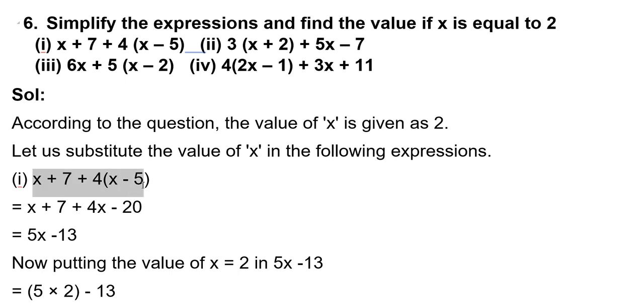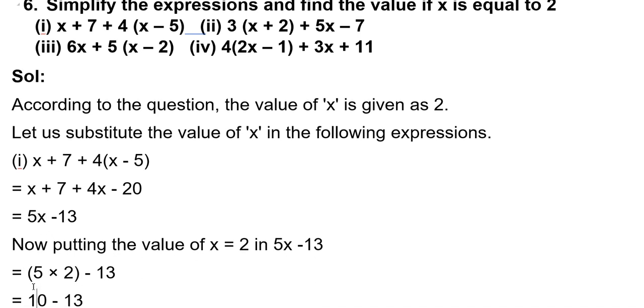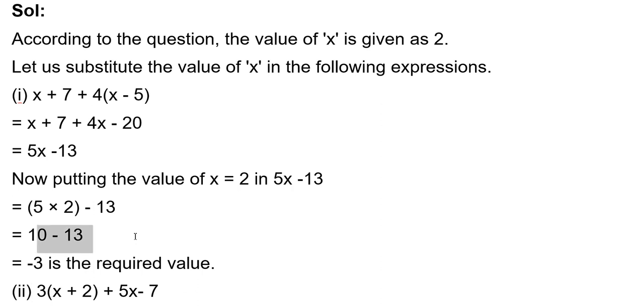First simplify this expression: x plus 7 plus 4 into x minus 5, that is equal to x plus 7, 4 into x is 4x, minus 4 into 5 is 20, that is equal to 5x minus 13. Now putting the x value as 2, 5 into 2 minus 13, that is equal to 10 minus 13, that is equal to minus 3, the required value.